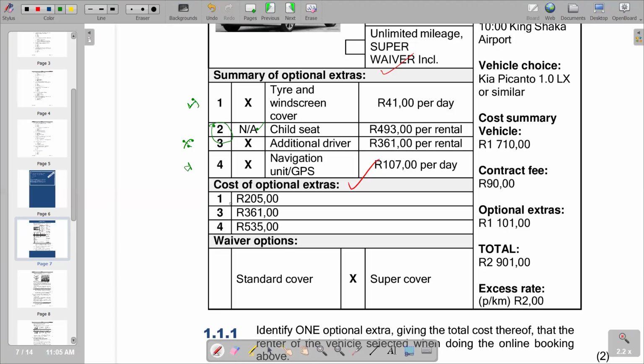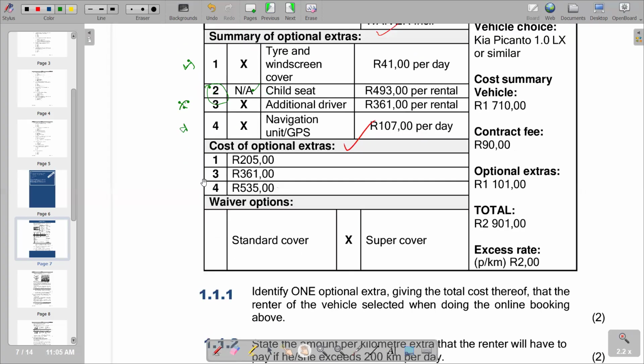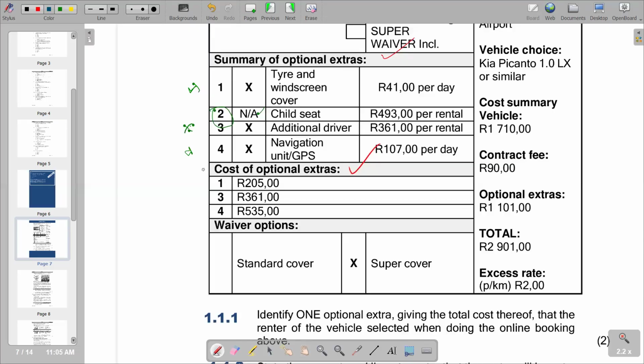Then we have the part of the question which says total cost thereof. The total cost is represented by this section, whereby the total cost of one, which is tire and windscreen, is 205 rands. The total cost for three, additional driver, is 361 rands. And lastly, the navigation unit, which is four, is 535 rands. So that is how we are going to describe it. On the first option, which is tire and windscreen, we have a total of 205, which is 41 rand per day as indicated here.